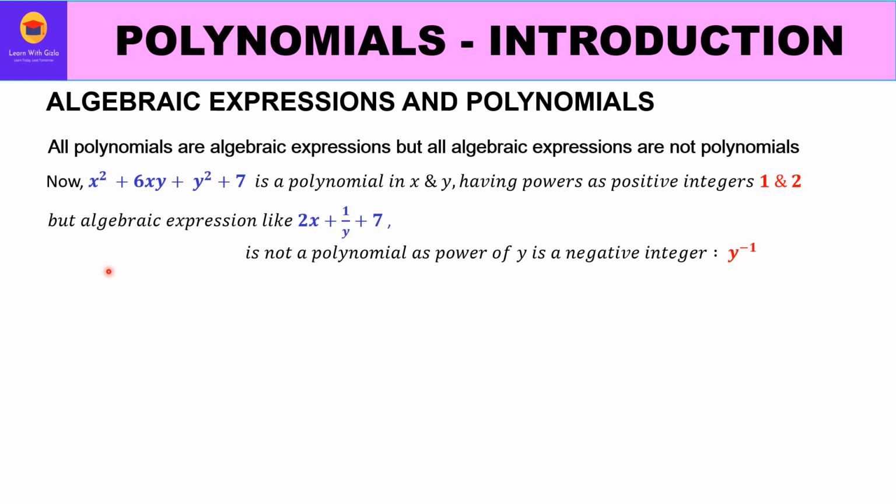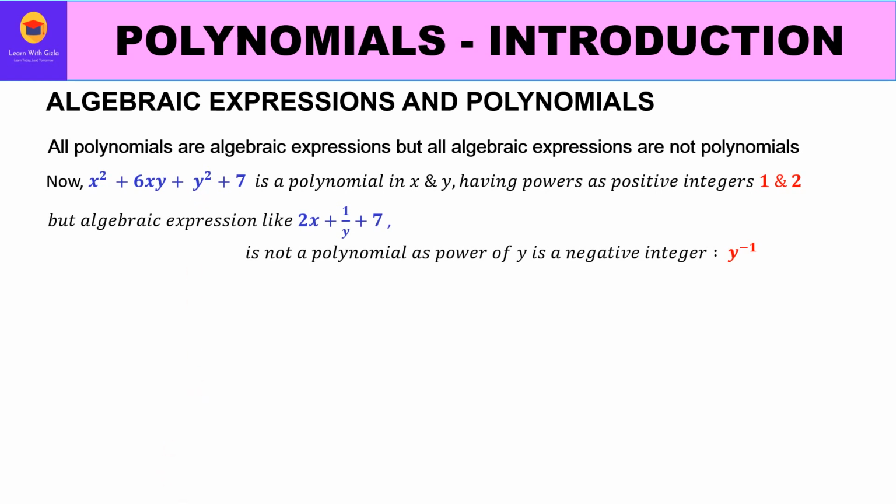right? But an algebraic expression like 2x plus 1 by y plus 7, it is not a polynomial. Why? Because here the power of y is negative integer, y raised to power minus 1. Right? So we can say that this is an algebraic expression but not a polynomial. Whereas the first example was a polynomial, and so it is an algebraic expression also.